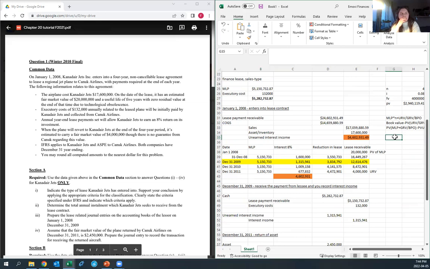I'll look at it, but it seems like they're not taking into consideration the interest portion of the lease. So maybe in that problem there was no interest revenue. That could happen, but that would only happen under an operating lease, which was not the case. So I'll take a look at it after.